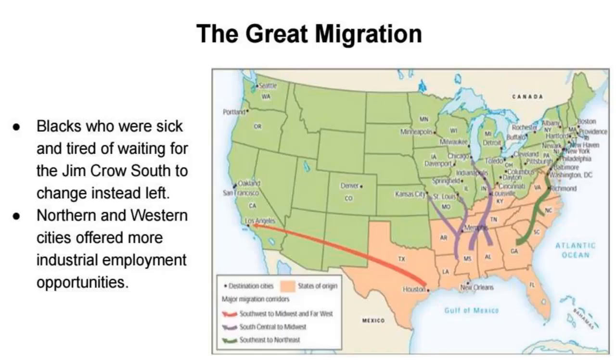And this leads to blacks in the South deciding it's time to get the heck out of Dodge. And so many blacks moved into the industrial Midwest, into the industrial Northeast, or to the West Coast to get away from this horrible Jim Crow South discrimination.